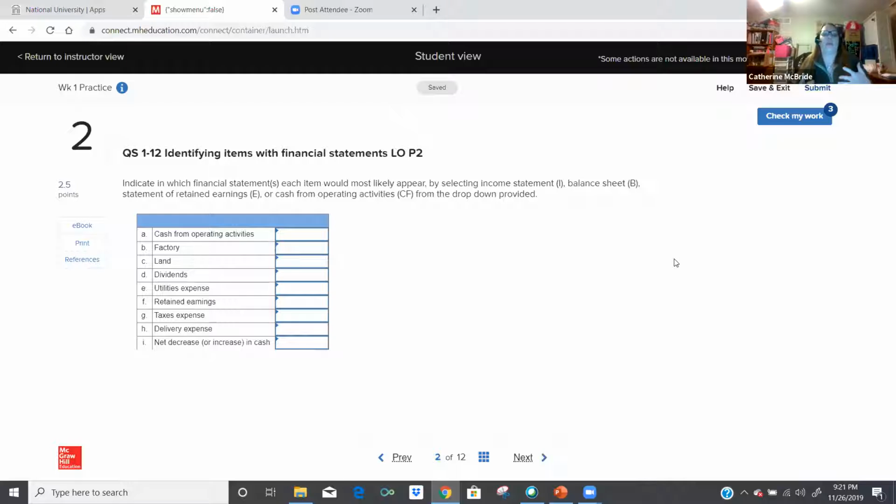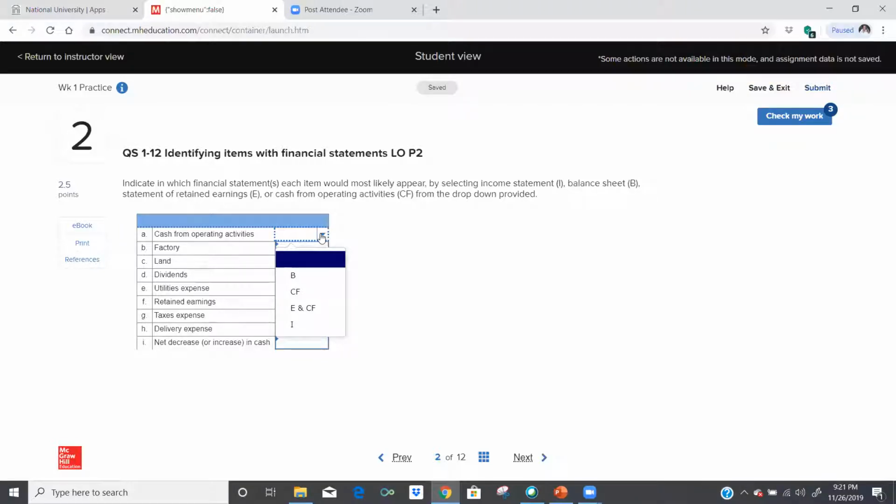So in this language, we want to say what financial statement item is going to appear on the income statement, the balance sheet, the statement of retained earnings, or the cash flow statement. So anytime you see something that says cash from operating activities, what statement do you think that is going to go on? Balance sheet, cash flow, equity in the cash flow statement, or the income statement? Cash flow? Yeah, it's going to go on the cash flow statement.